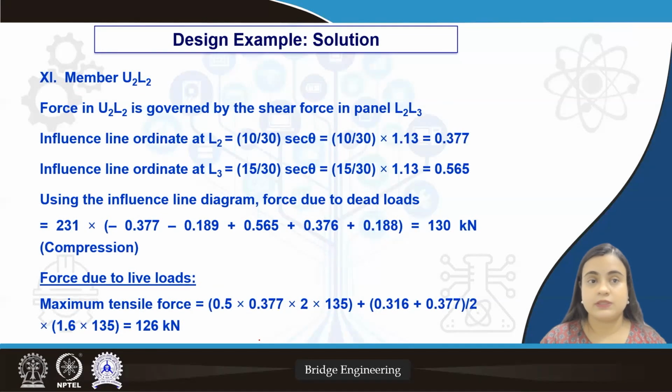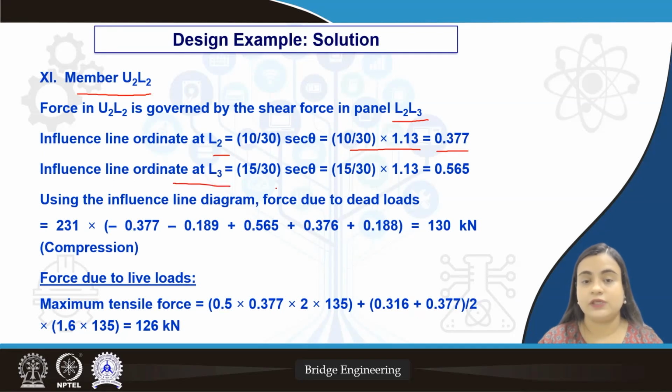The next member is member U2, L2. Force in U2L2 is governed by the shear force in L2L3. Influence line ordinate at L2 will be obtained as 10 by 30 times sec theta, that is equal to 10 by 30 times 1.13 equals 0.377. Influence line ordinate at L3 can be obtained as 15 by 30 sec theta equal to 15 by 30 times 1.13, that is equal to 0.565.